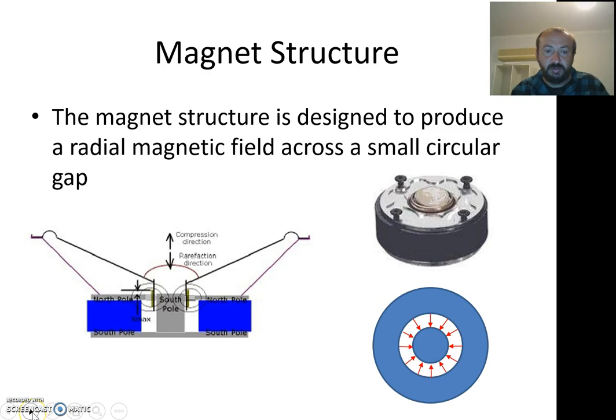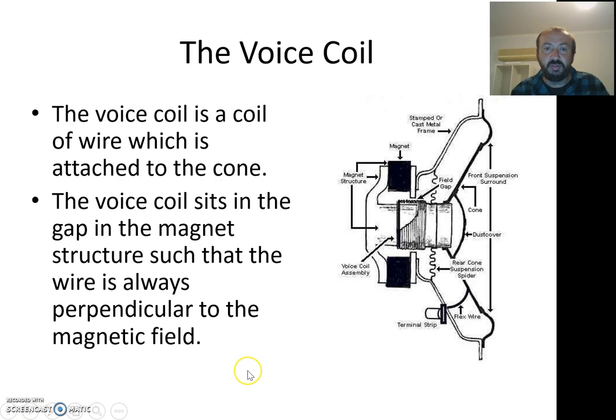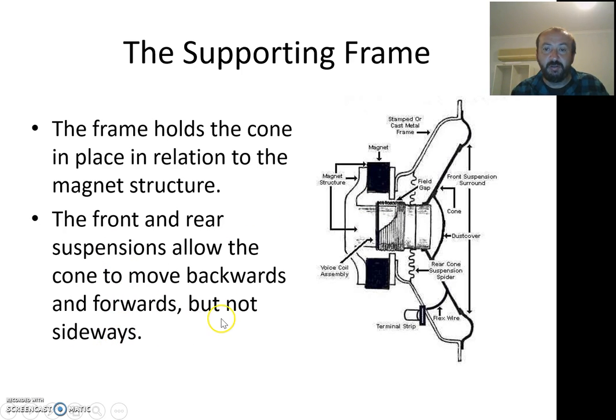Okay, going on to the next bit. So the voice coil. The voice coil is a coil of wire which is attached to the cone. So it's connected to the cone. The magnet isn't in the same way. The voice coil sits in the gap in the magnet structure such that the wire is always perpendicular to the magnetic field. So it's always sitting in this little gap there. You can see the little wires of the coil sitting there. You can see the current flowing down this way. But if you look here, you'll see the current direction is either out of the screen or into the screen, which is going to be at right angles to the field.